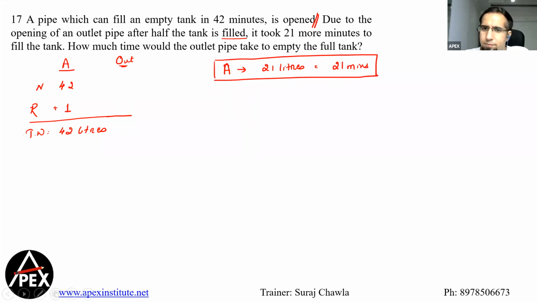Quick responses. Half of the tank being filled. This is the most important point. So till when half of the tank is filled, A would have taken 21 minutes. Now tell me one thing, guys. If A would have continued working, A would have taken 21 minutes to complete the whole tank. Yes, no?